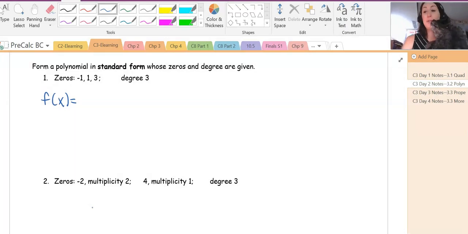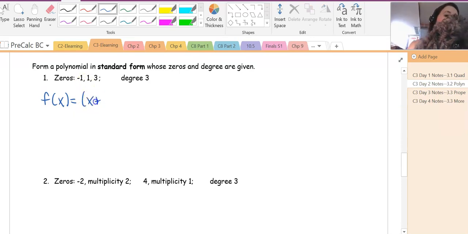We are going to write this polynomial. We just said this is degree 3, and each of these zeros will have an individual multiplicity of 1. So if your 0 is -1, then we'll have an x plus 1, and that'll just be to the first power. If your 0 is 1, we'll have an x minus 1.